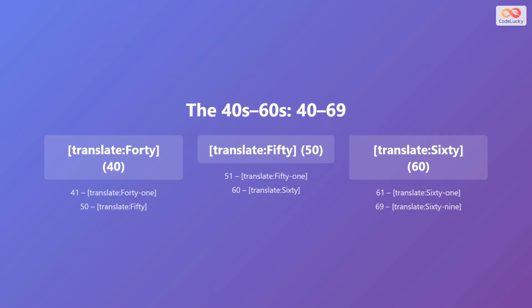Next, we have the 40s, 50s, and 60s. 40, 50, and 60 are the base tens. Then we add numbers from 1 to 9 to create 41 through 49, 51 through 59, and 61 through 69. The pattern stays consistent throughout all these ranges.